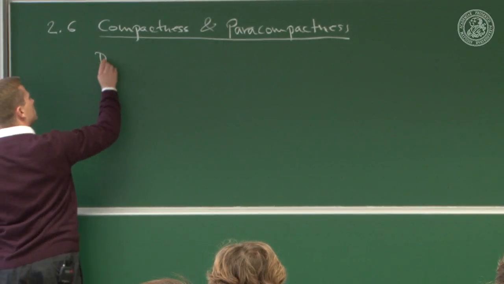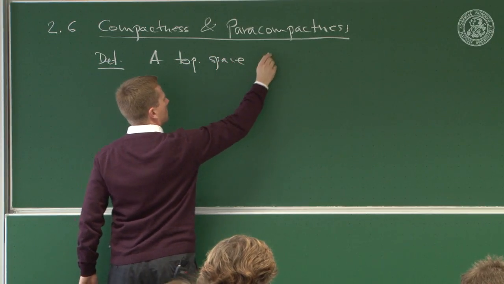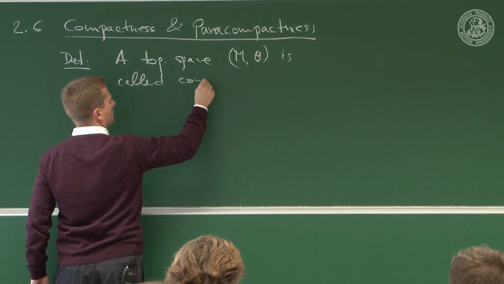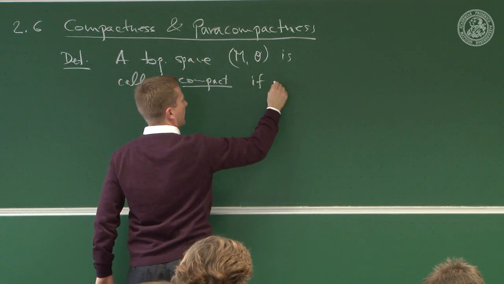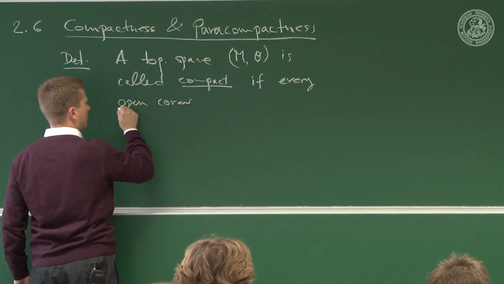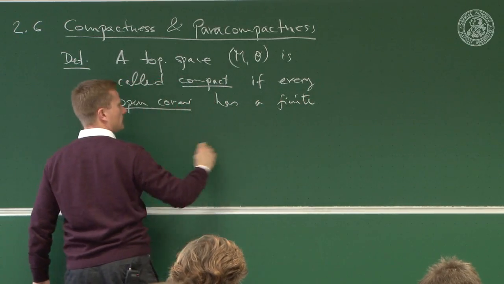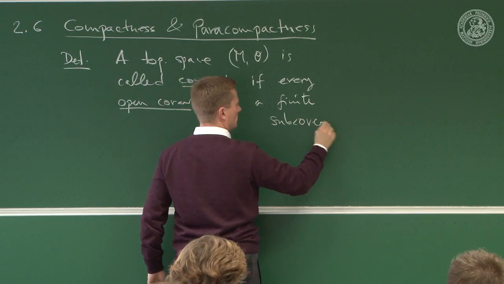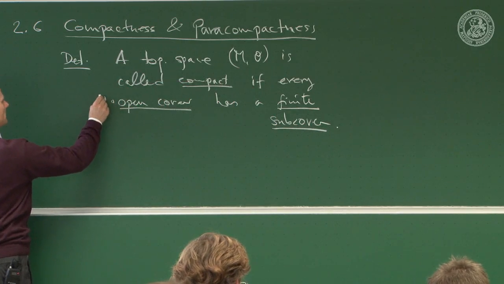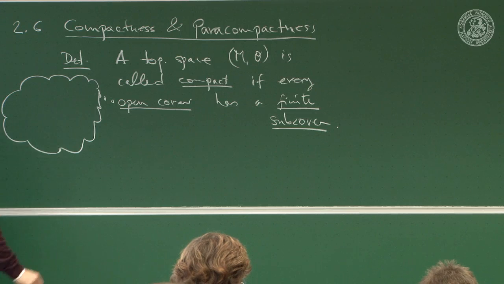But let's first start with the definition of compactness. A topological space (M, O) is called compact if every open cover has a finite subcover. What does that mean? What is an open cover to a topological space? That's a notion that's useful to know on its own.